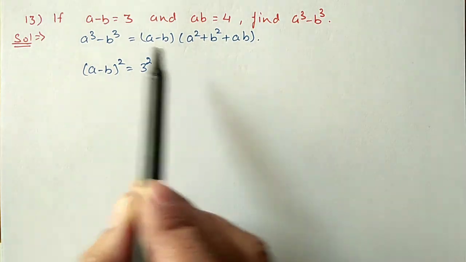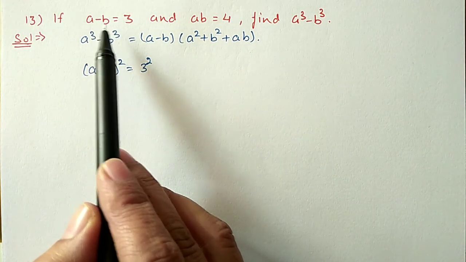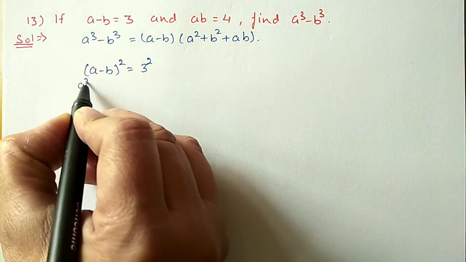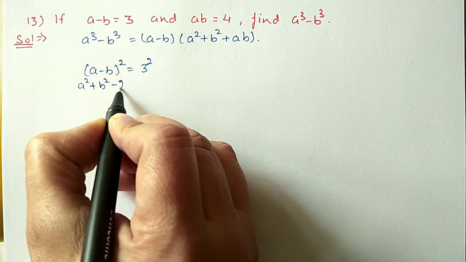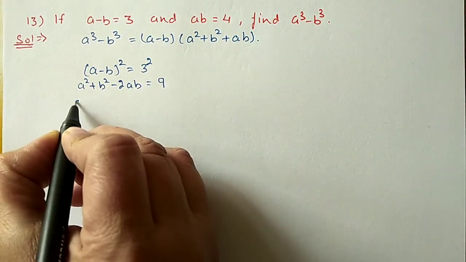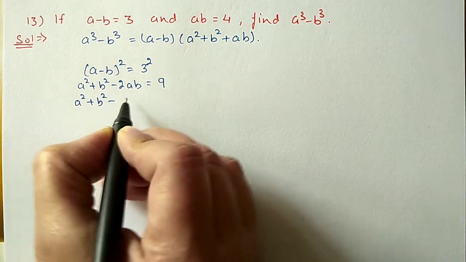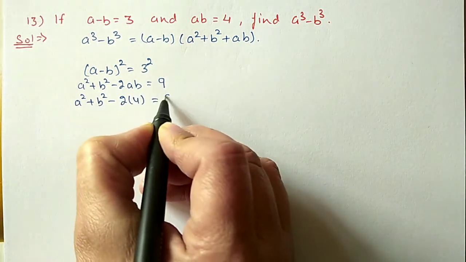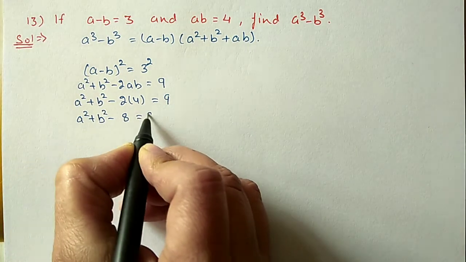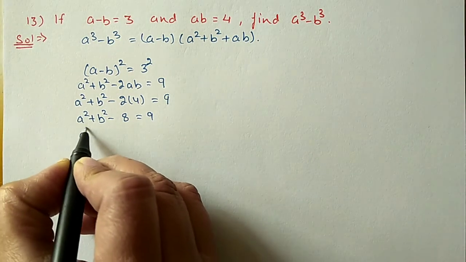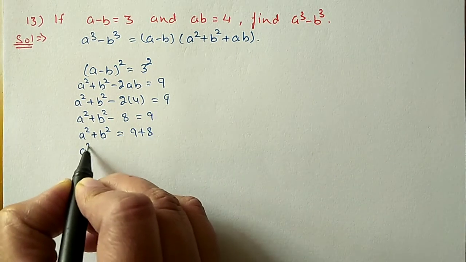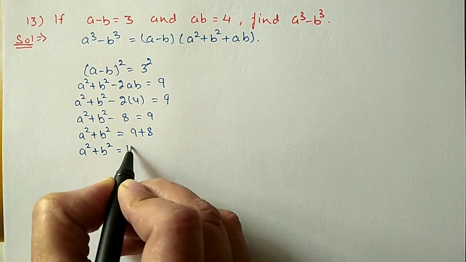To find out this value, we will start with the given value a minus b is equal to 3. We will do the squaring both sides. This side we will get a square plus b square minus 2ab equal to 9. Now ab value we can substitute here. A square plus b square minus 2 into 4 equal to 9. So a square plus b square minus 8 is equal to 9. 8 we can shift here and it will go for addition. 9 plus 8. So we got value a square plus b square equal to 17.